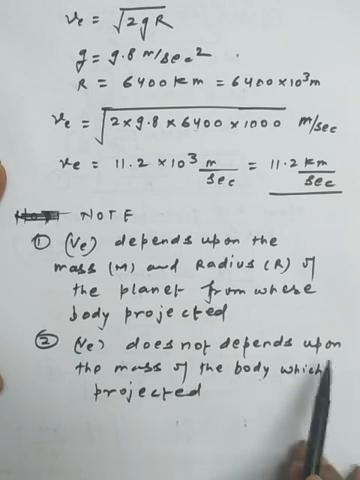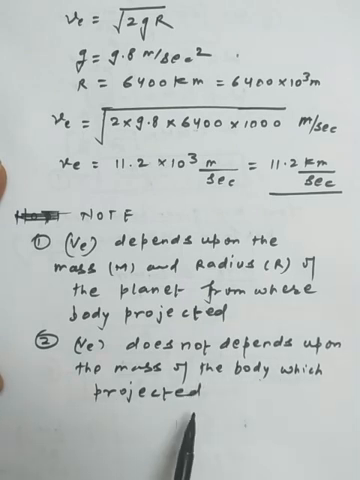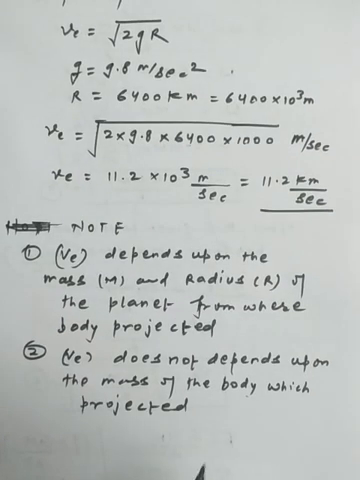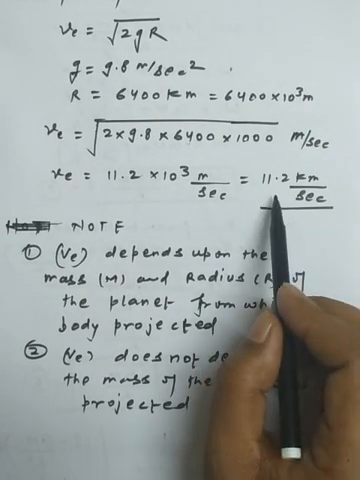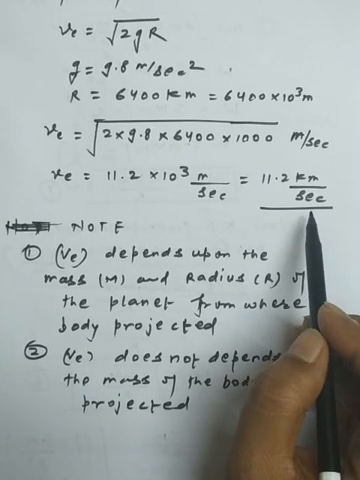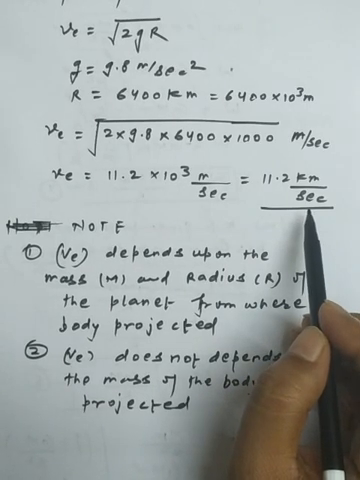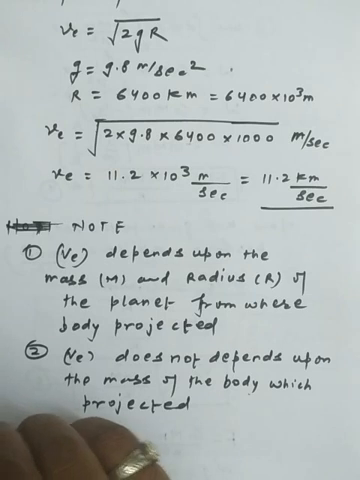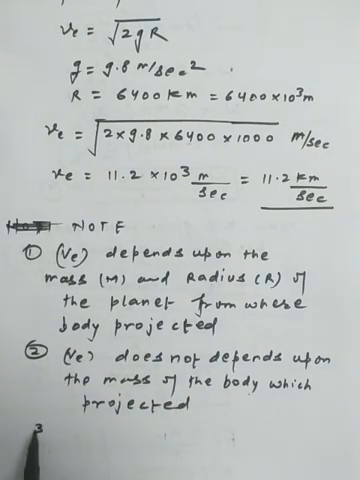The escape velocity does not depend upon the mass of the body which is projected vertically upward. So any body which we want to send from the surface of the earth, so that it does not come back towards the surface, must follow the minimum velocity of 11.2 kilometer per second from the surface of the earth. Each planet has a different mass and a different radius, so the escape velocity is different for different planets. Now, point number three.